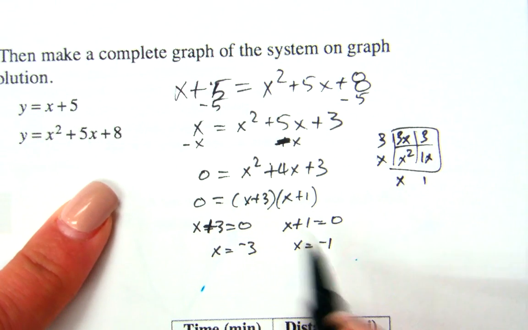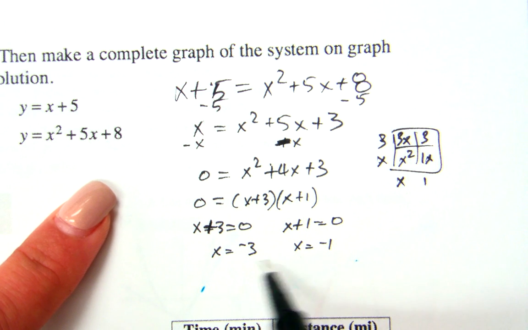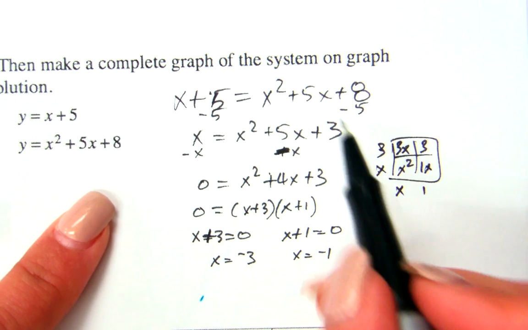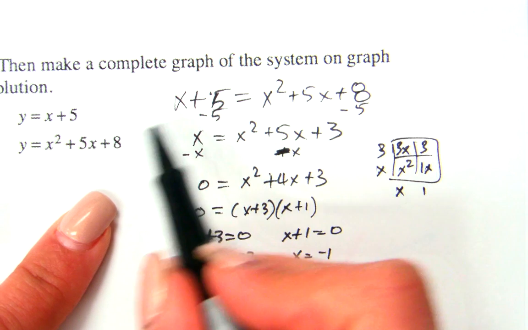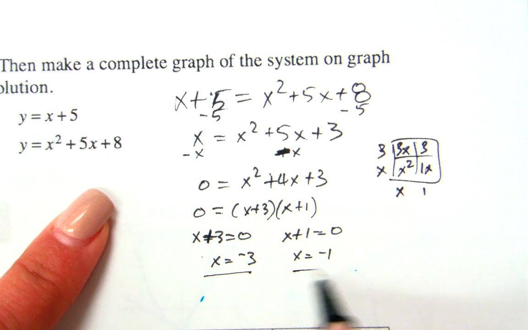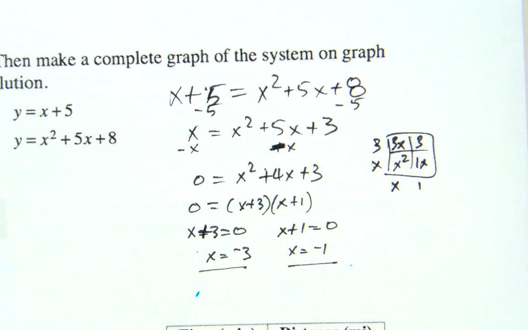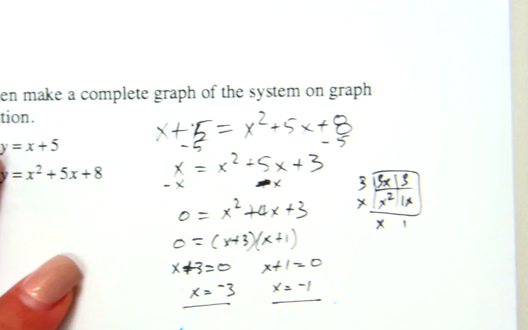Okay, so at those 2 points, obviously those are not the x-intercepts of my parabola because I didn't just solve the parabola. We had the line. So that means at these 2 intersection points where x is negative 3 and x is negative 1 is where I will find the intersection of the line with the parabola. So I have to actually plug both of them back into the equation to solve for y.